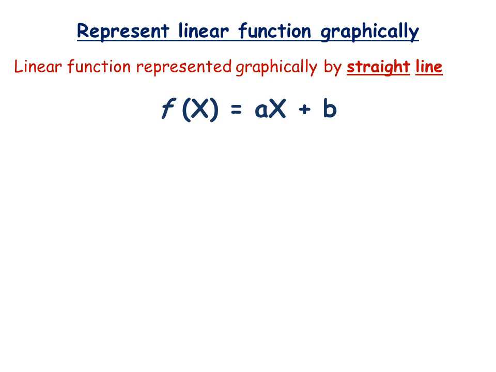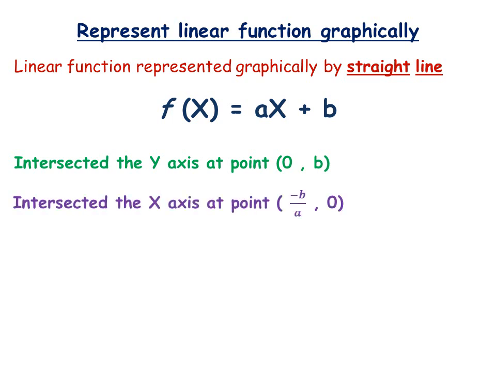Also, for the intersection point with the y-axis, any point located on the y-axis has x equal to 0. So I will set y = 0 + b = b. So the point will be (0, b). So the intersection point with the y-axis will be (0, b). And the intersection point with the x-axis will be (-b/a, 0). You can save these two formulas, or you can think about this in every problem.